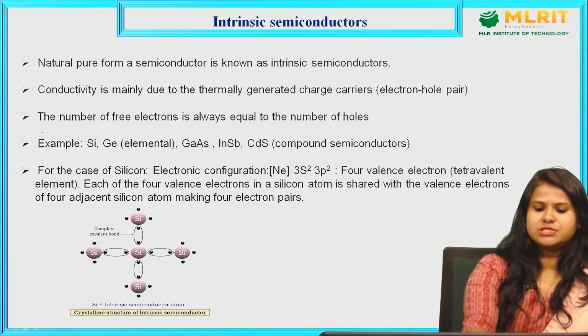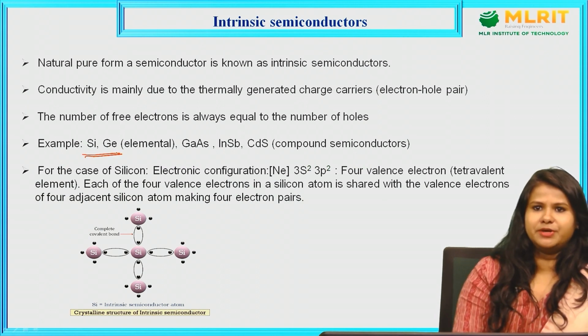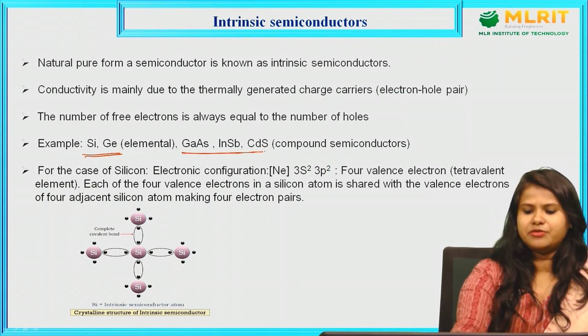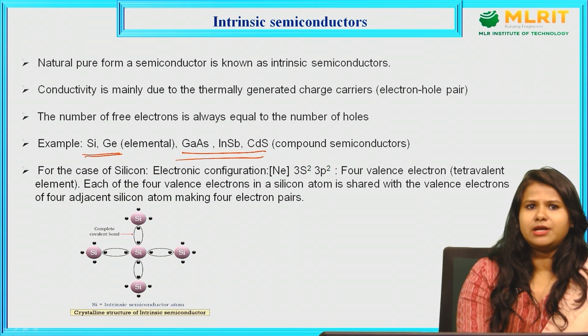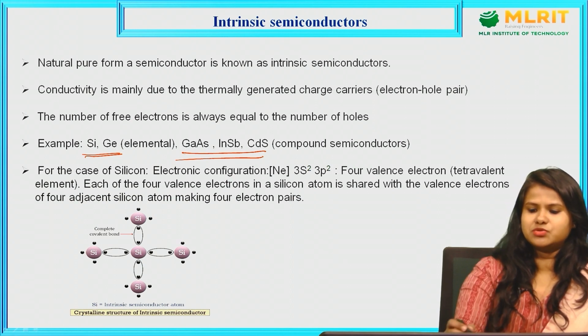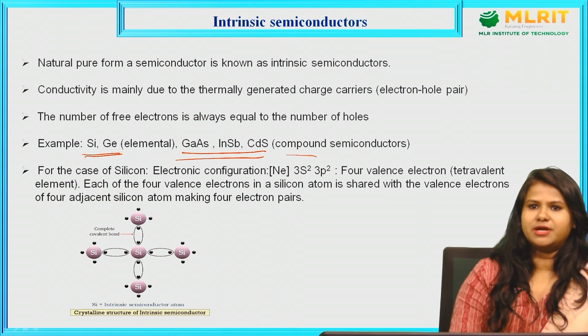In this, the normal elements of the periodic table, silicon and germanium, are known as elemental semiconductors. And there are some compounds which we consider as intrinsic semiconductors. These are known as compound semiconductors.